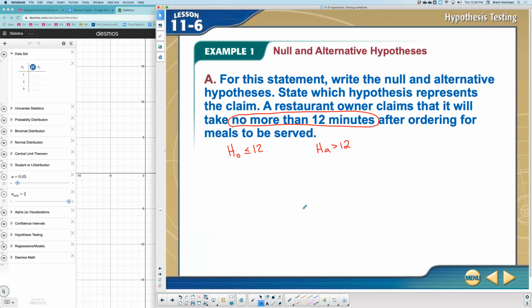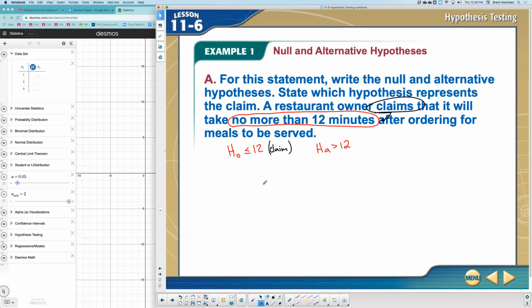So there's the mathematical principle here. Now let's talk about this word claim. The claim is the belief. The null hypothesis always has the equal sign, and the alternative never has the equal sign. The claim goes with the one that we believe to be true. The restaurant owner claims that it'll take no more than 12 minutes. He's claiming this one, so in this particular case, the claim happens to be the null hypothesis. It won't always be that way. Okay, that's part A.